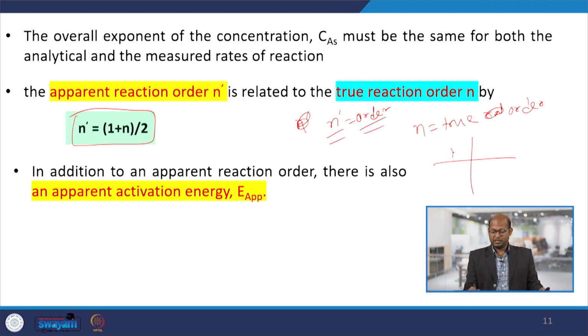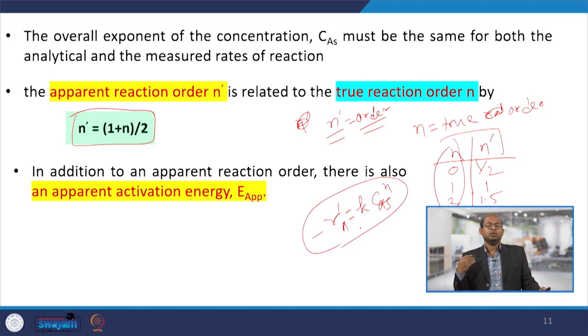So, here n and n prime, if you see, n equals 0 gives n prime equals half, n equals 1 gives n prime equals 1. Like that, if n equals 2, n prime equals 1.5. So, the true order is this. This is what we get if we measure the order of the reaction by considering minus R A prime equals K C S to the power n. These rate equations we have used without considering the diffusion components.